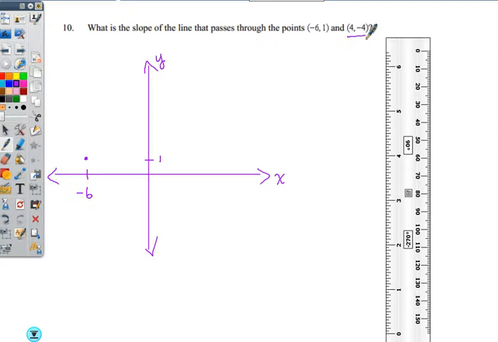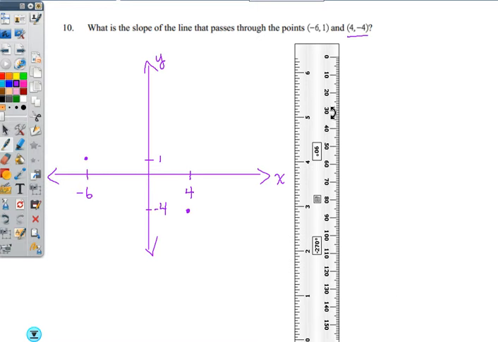The next point is 4, negative 4. If the space from here to here is 6, well, the space to 4 is a little bit smaller. But this is a positive 4 on my x value, so I'm going to say that positive 4 is right about there. And we're just sketching, it doesn't have to be perfect. And on the y-axis, negative 4 will be about here. And now my point, 4, negative 4, is going to be right here.